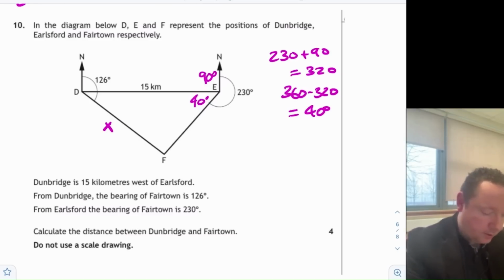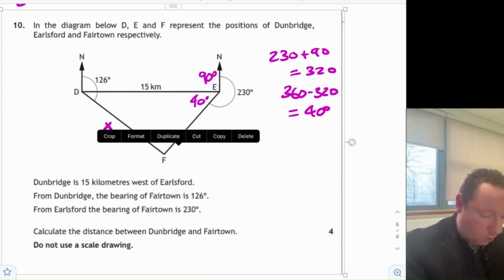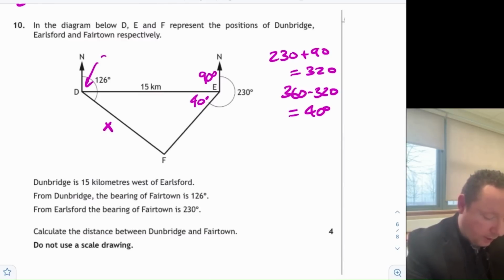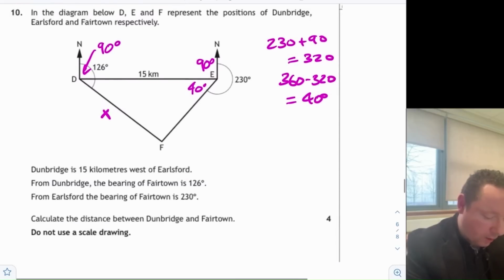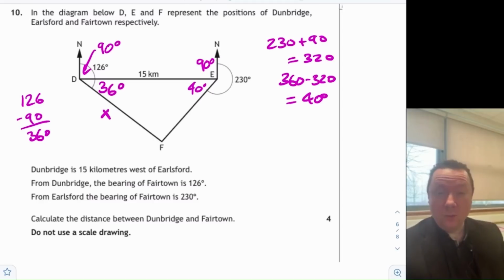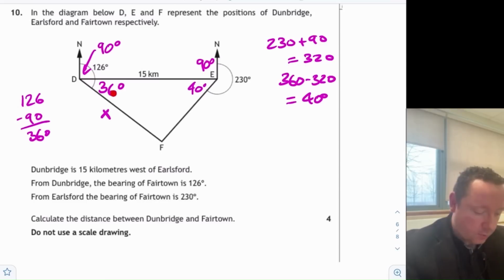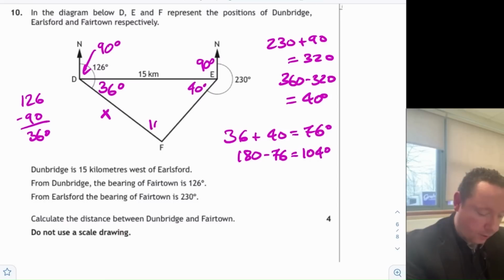On the other side, since it goes northeast, this bit also right here is 90 degrees. So that means these two add up to 126. So doing 126 minus 90, I get 36 degrees. So I've now got a second angle inside the triangle. Once I've got two angles inside the triangle, I may as well just find the third one, because chances are I'm going to have to use it. 36 plus 40 is 76 degrees. 180 minus 76, because angles in a triangle add up to 180, gives us 104 degrees. So we can write that down here.